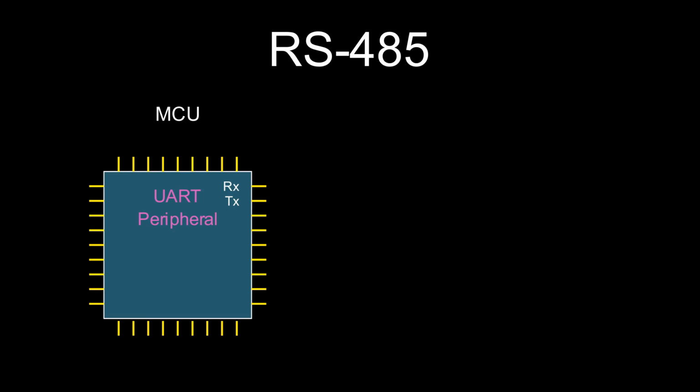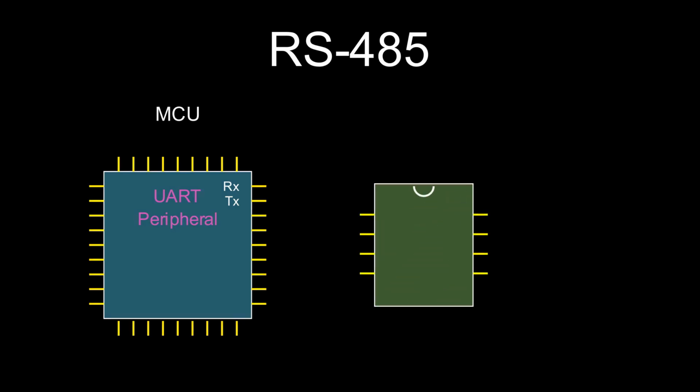A microcontroller cannot directly output RS-485 data signals. Therefore, we need to use an RS-485 transceiver. We connect the RE pin, receiver enable, and DE pin, driver enable, together to our digital output pin. By setting this output pin high, we tell the transceiver to transmit. By setting it low, we tell it to receive.